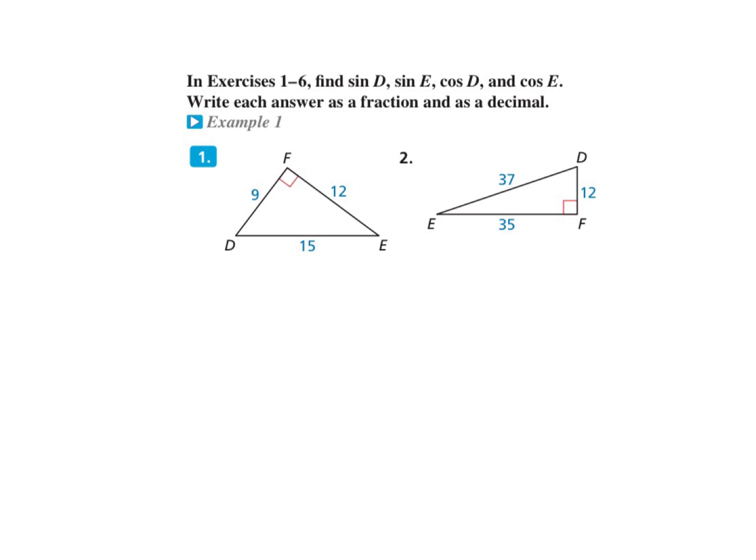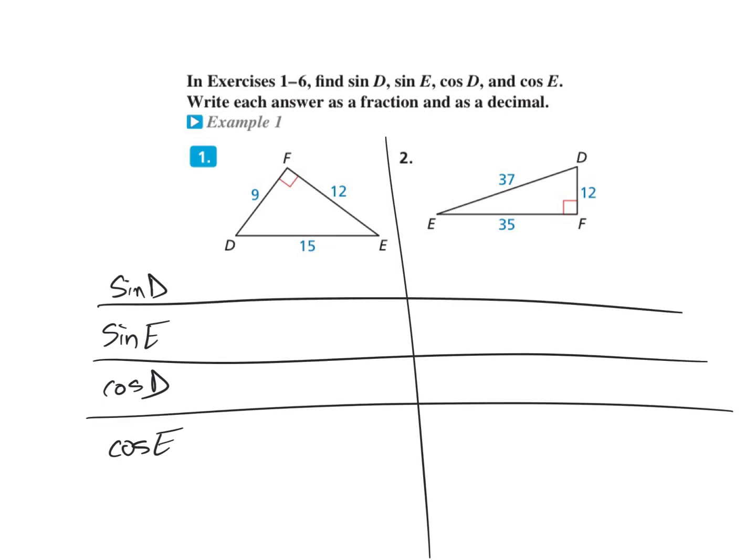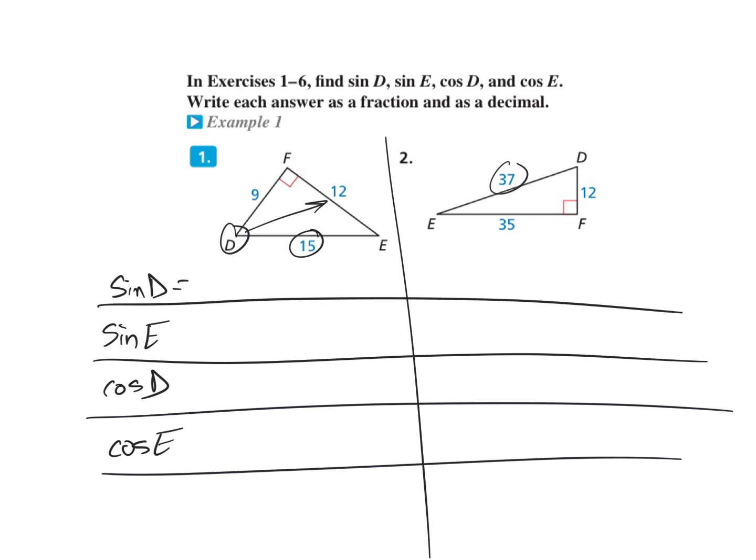Okay, we want the sine of D, the sine of E, the cosine of D, and the cosine of E. So we're just going to put this on both of these. The sine of D is the opposite leg over the hypotenuse. Again, circle your hypotenuse. These are the things you're going to be using. These go in your denominators.